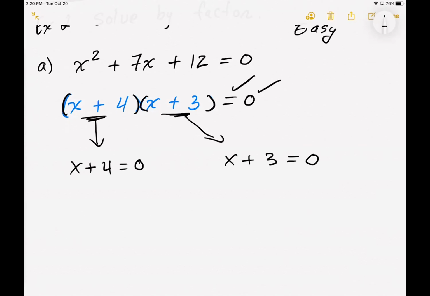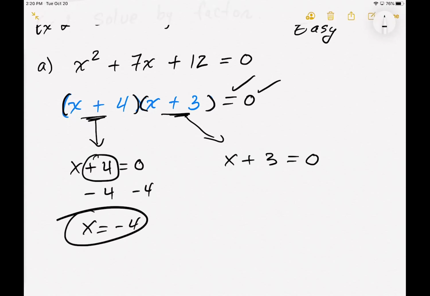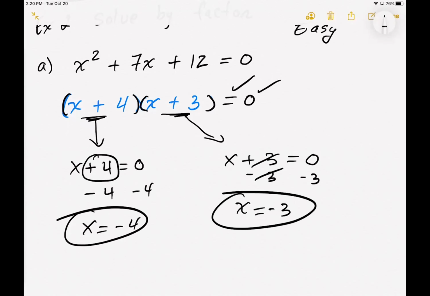How do I get rid of this 4? To get rid of the 4, I need to subtract. And if I subtract, everybody see that we have x equal to negative 4. For the 3, to get rid of 3, I need to subtract. I have x equal to negative 3. Those are your two answers.